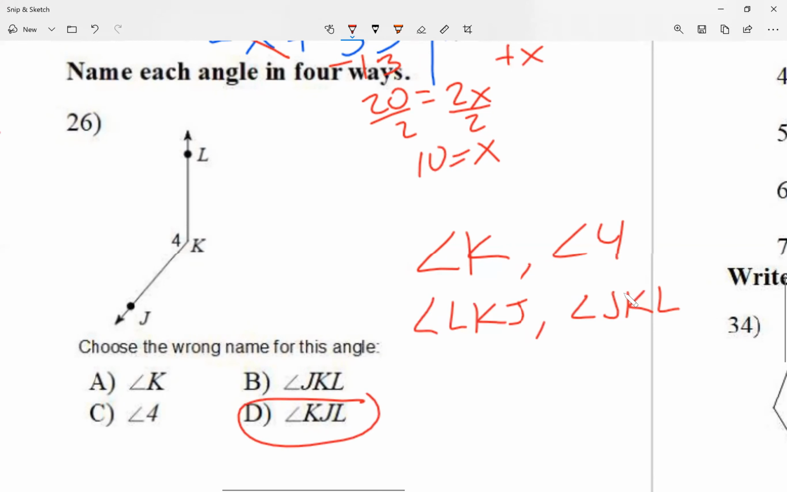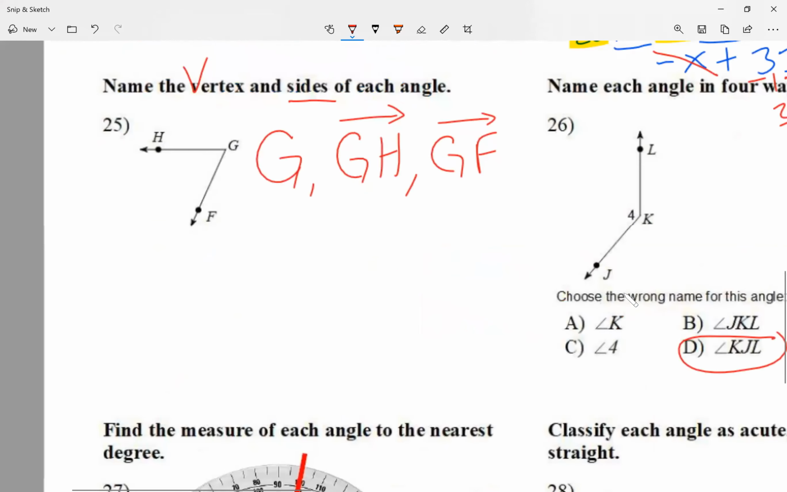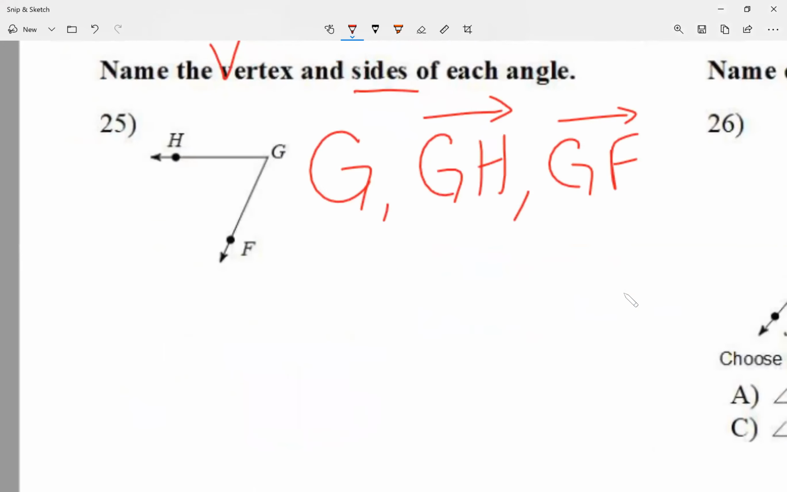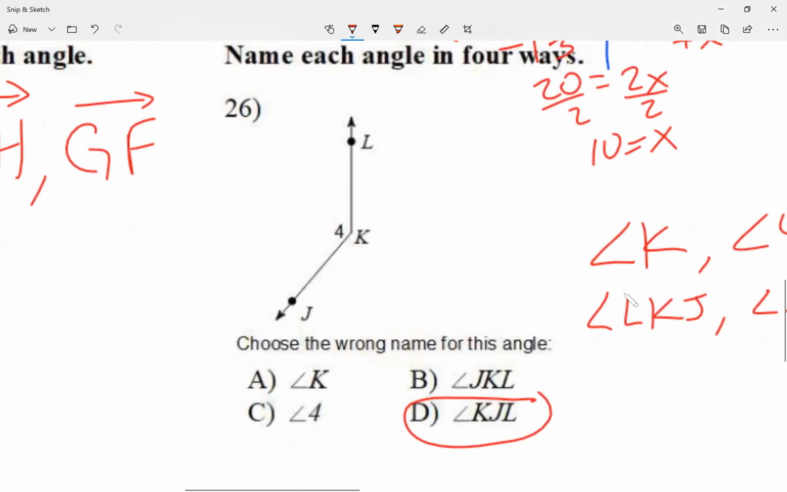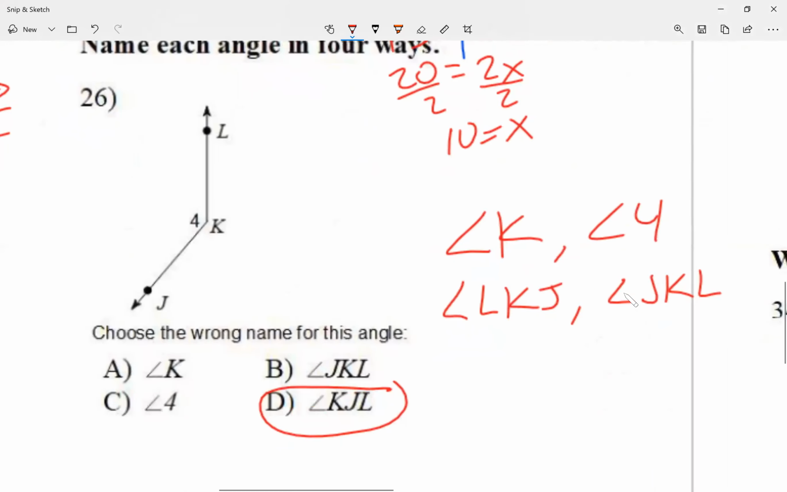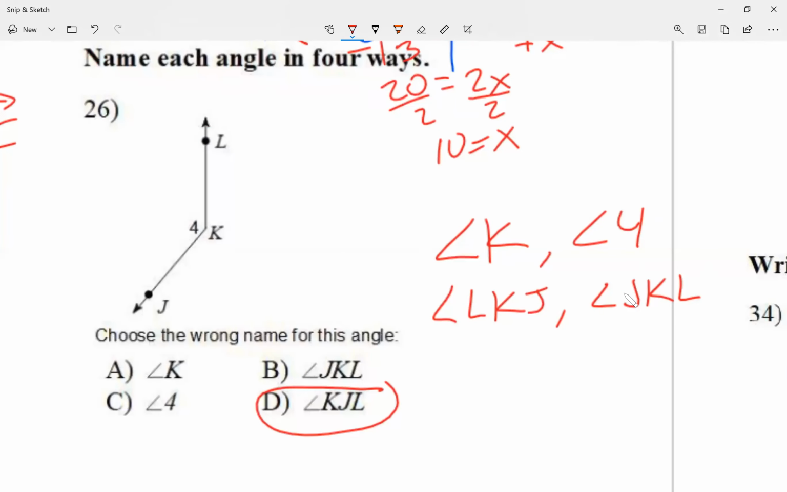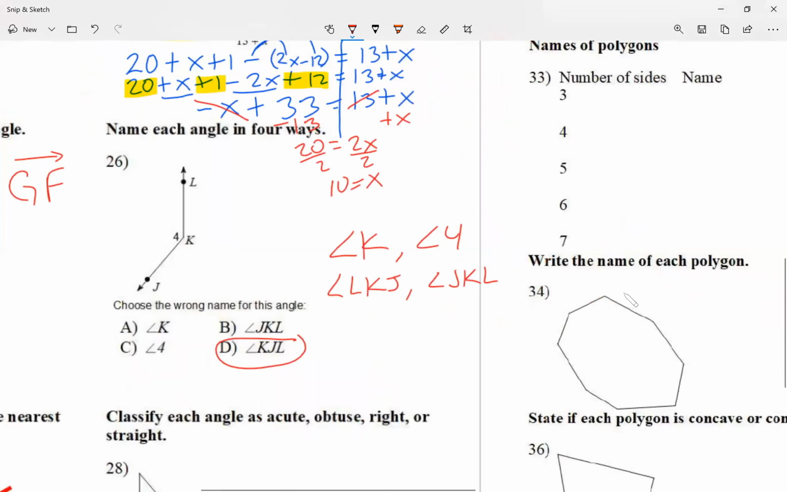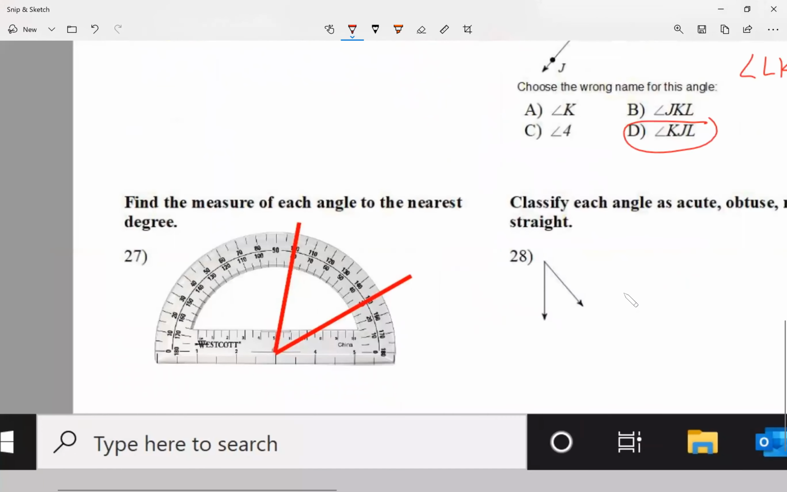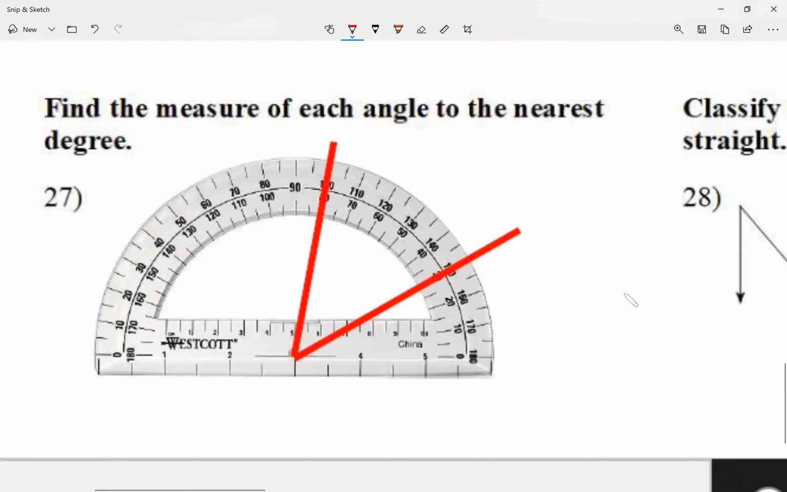Make sure in your homework, you're going to be asked for the vertex and the sides. You're going to be asked for this, but you're also going to be asked for the names of the angles. How do you name an angle? Make sure you know how to name it. Now, question number 27. Remember, I'm working up until 32.